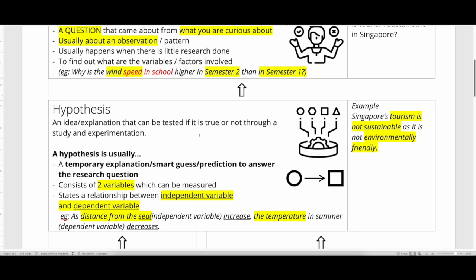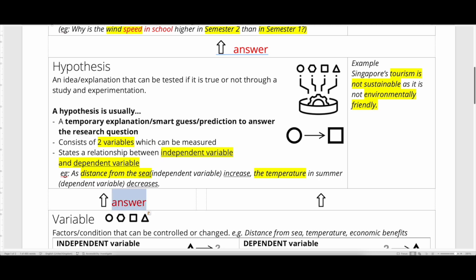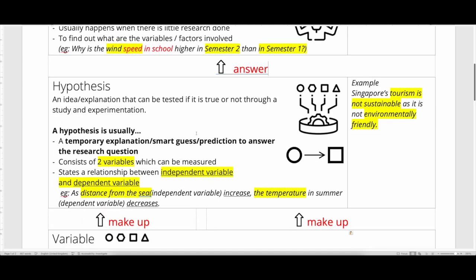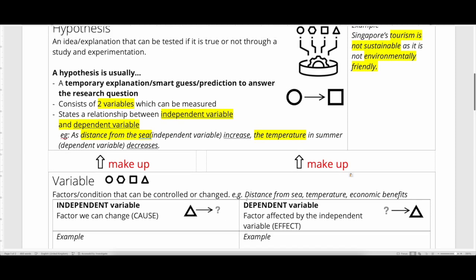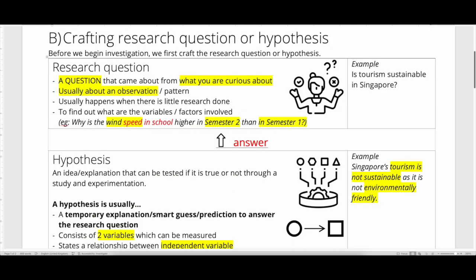So we have this thing, the hypothesis will answer the research question. Now, what are variables? Variables make up your hypothesis. So you can see it as a two-way direction. The research question scopes down the hypothesis, and the hypothesis links up the independent and dependent variable, or you can see it as upwards. These two will make up the hypothesis, and the hypothesis will answer the research question.